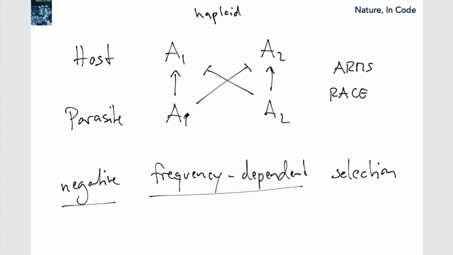Vice versa, if the A1 is very common, that will drive the host population to move over to A2, and that is now bad news for the A1 parasite. So because it is common, the host population will shift in a way that is bad for the parasite A1. So this is negative frequency dependent. You benefit from being rare, but then as you become more common, you don't benefit anymore, and you're in fact negatively affected. Now, let's go ahead and implement this simple host parasite model in JavaScript.